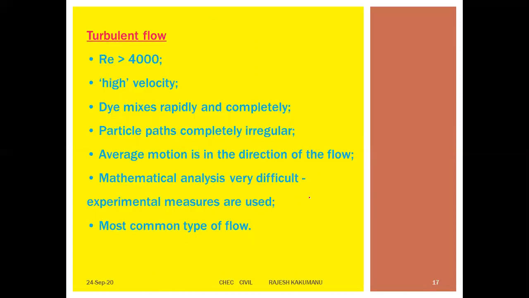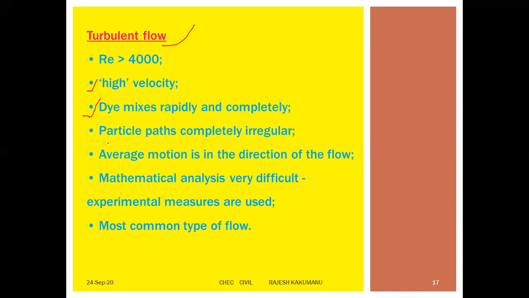Next, the third one, turbulent flow. In turbulent flow the Reynolds number is greater than 4000. Here we are getting high discharges with high velocity. The dye mixes rapidly and completely. Here the dye is mixing, like the dye we showed in the experiment in the last class. So the dye is mixing very, very rapidly and completely.